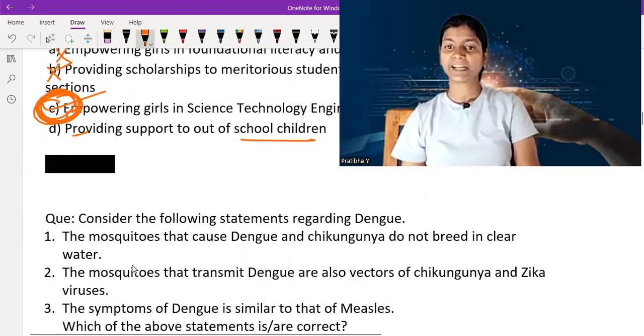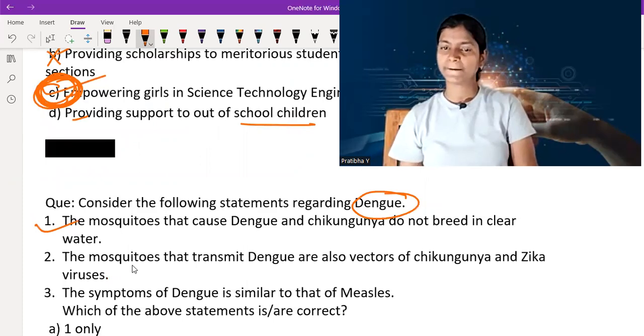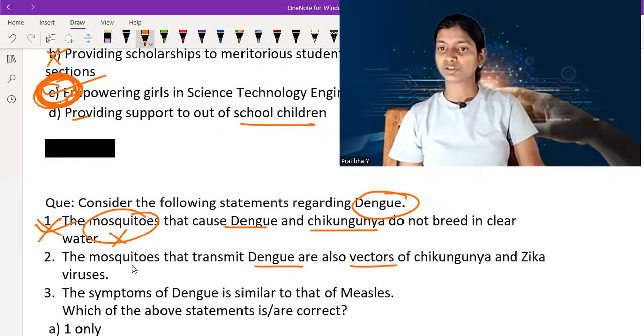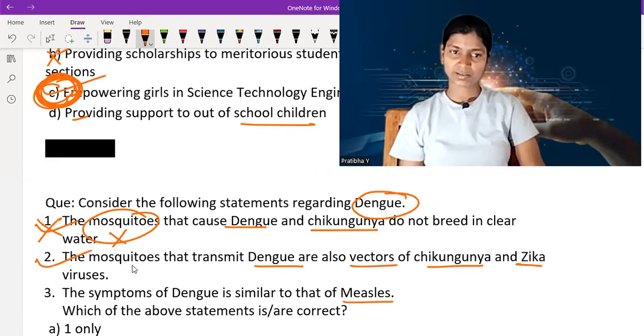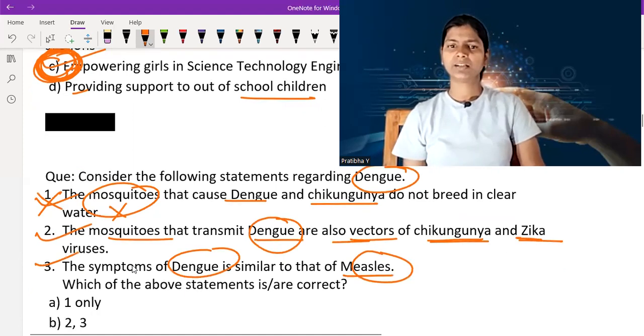The following statements regarding dengue. First one: the mosquitoes that cause dengue and chikungunya do not breed in clear water. No, the mosquitoes which cause dengue and chikungunya breed in clear water. This one is wrong. The mosquito that transmits dengue is also a vector for chikungunya and Zika virus. The symptoms of dengue are similar to those of measles. The mosquito that transmits dengue is a vector of chikungunya, Zika, as well as yellow fever. So 2 and 3 are correct.